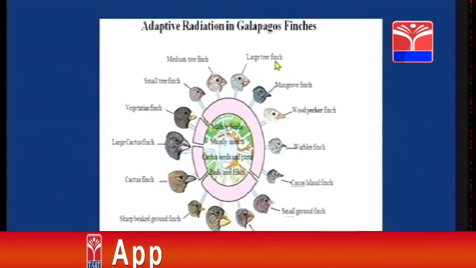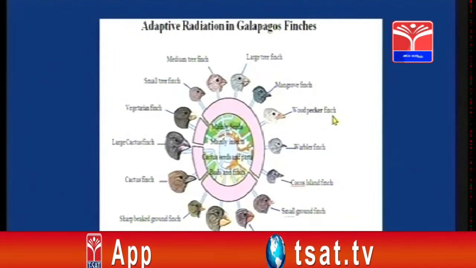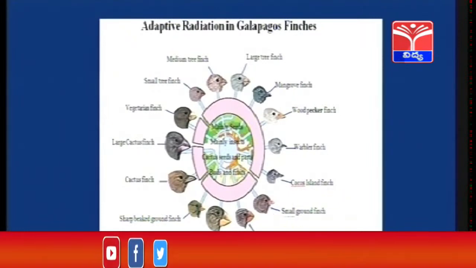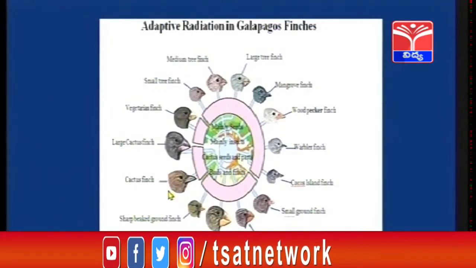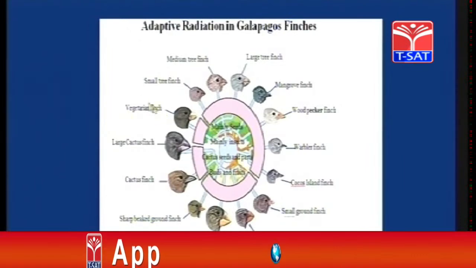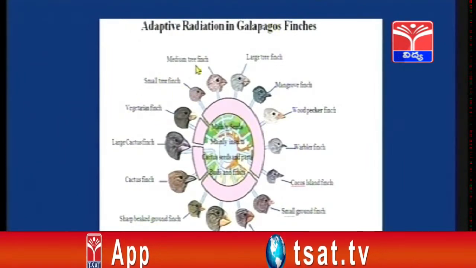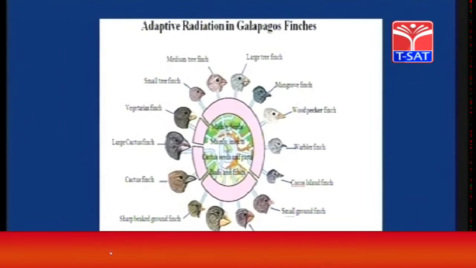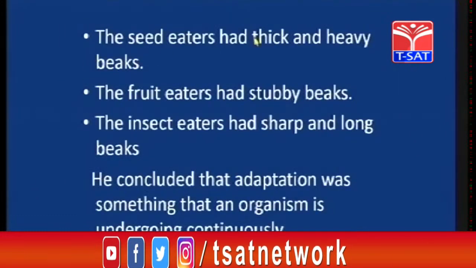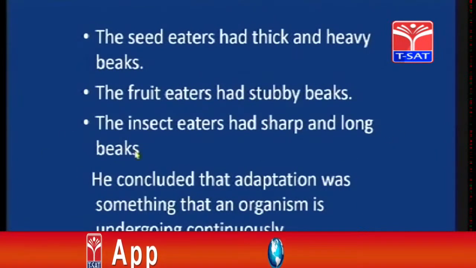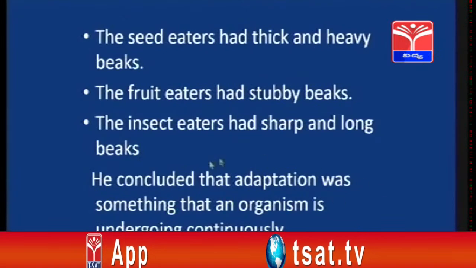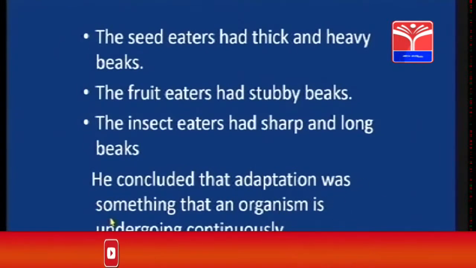This is large tree finch, mangrove finch, woodpecker finch, Warbler finch, Cocos Island finch, small ground finch, medium ground finch, large ground finch, sharp-beaked ground finch, cactus finch, large cactus finch, vegetarian finch, small tree finch and the middle tree finch. So these mainly feed on the seeds, these on the insects, these on the cactus and these on the buds. The seed eaters had thick and heavy beaks, the fruit eaters have stubby beaks, the insect eaters have sharp and long beaks. So he concluded that adaptation was something that an organism is undergoing continuously.